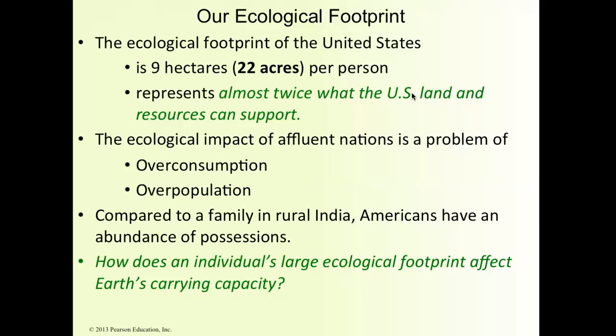So the energy that's put into making an iWatch or an iPhone, the next iPhone, or whatever it is that you need, right? There's energy, there's waste in every product. And so all the products out there have an ecological footprint. So the ecological impact of affluent nations, affluent means rich, is a problem of overconsumption and overpopulation. Compared to a family in rural India, Americans have an abundance of possessions.